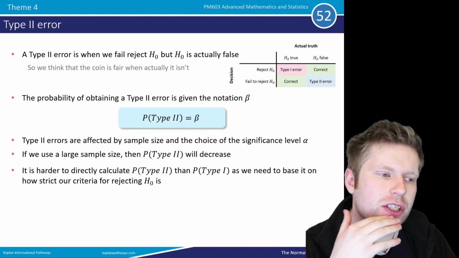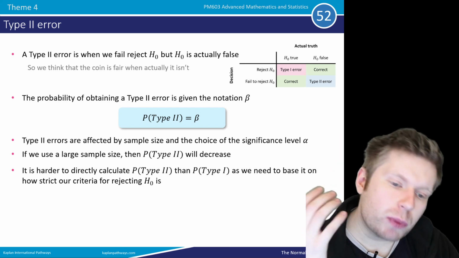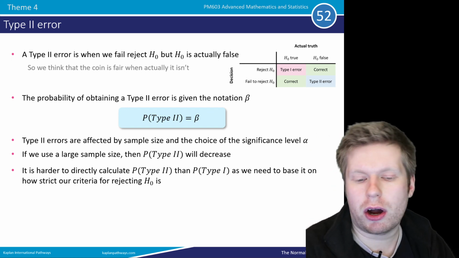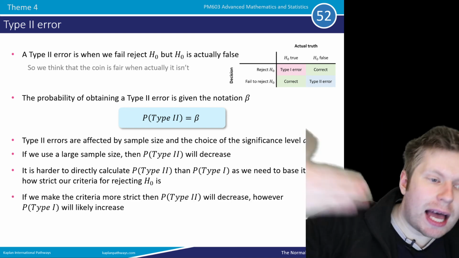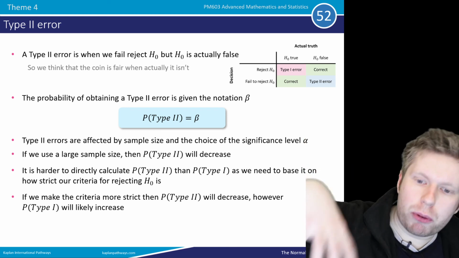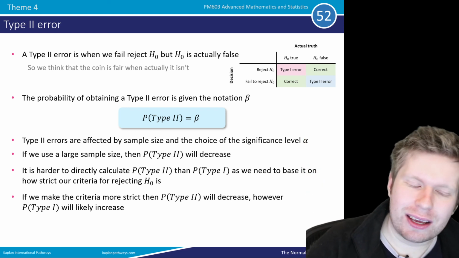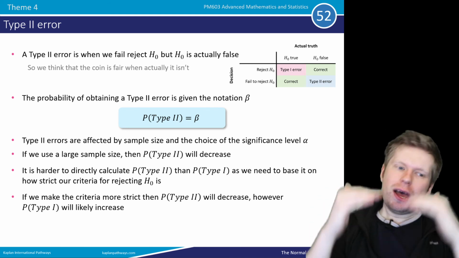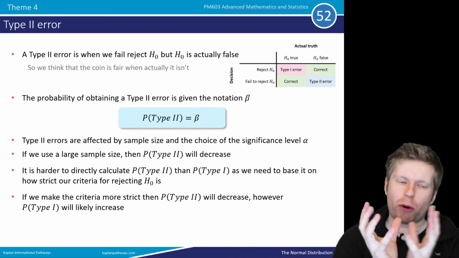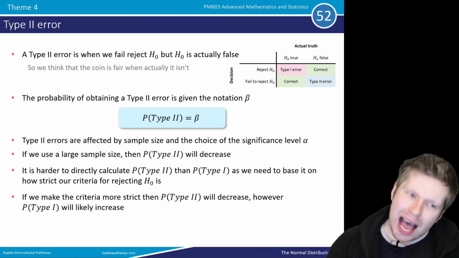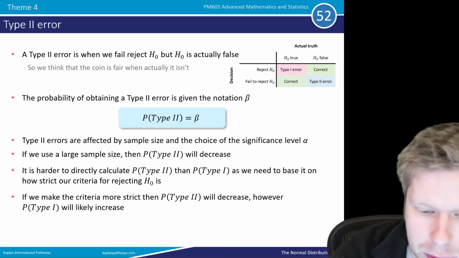Just be aware it's also hard to directly calculate the probability of a type 2 error in relation to a type 1 error, because we also need to base it on how strict our criteria is for rejecting the null hypothesis, okay? So for example, if you make that criteria more strict, then obviously the probability of a type 2 error will decrease. However, the probability of a type 1 error will also increase. So again, it's this kind of trade-off, type 2 error versus type 1 error. Yes, you can reduce the probability of getting a type 2 error, but as a result, that's probably going to mean that you increase the chance of getting a type 1 error, okay?